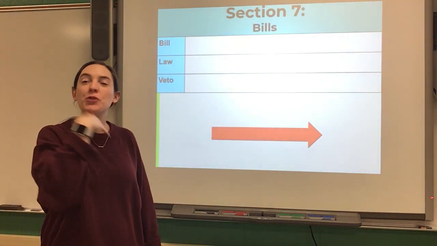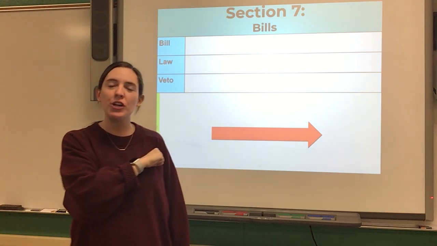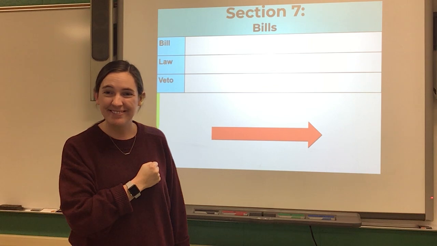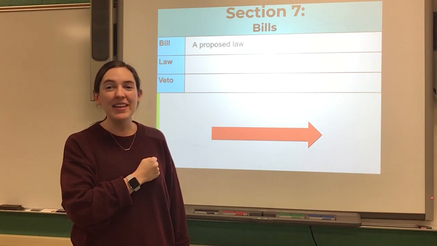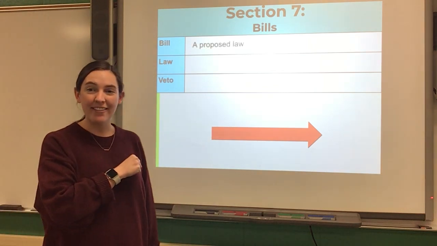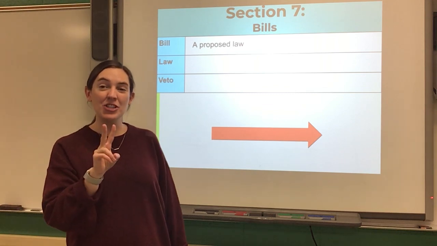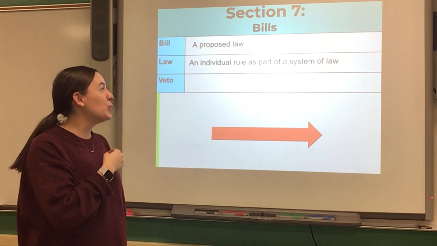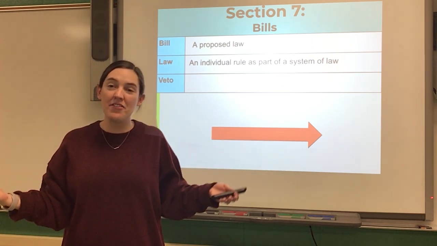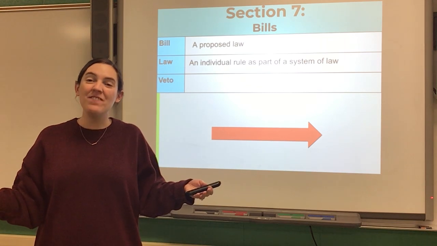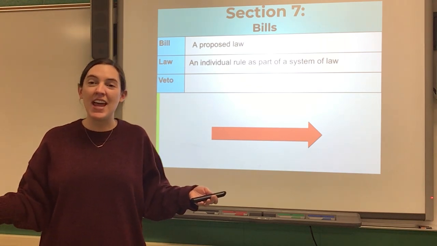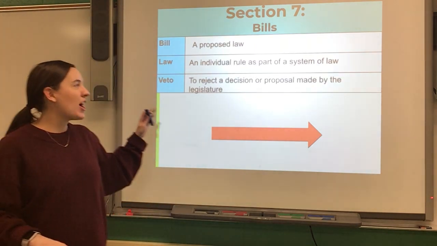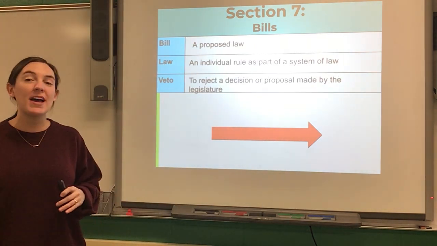First things first, we're going to front load some key terms that are going to be essential to this section. Number one, a bill. Yes, bill. A bill is a proposed law. Our second term for today is law. A law is an individual rule as a part of a system of law. And finally, the other key word we're going to talk about today is veto. A veto is to reject a decision or proposal made by the legislature.